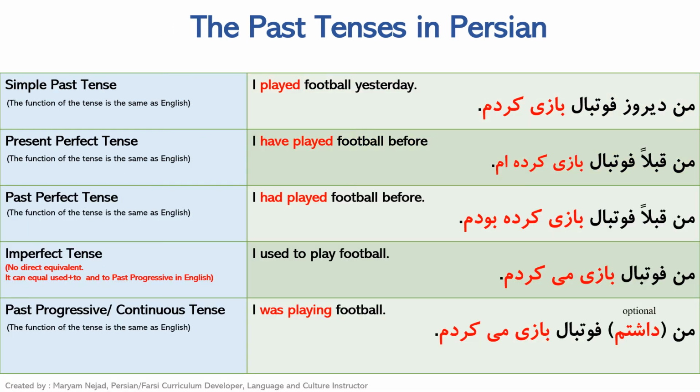Now let's go quickly over the past tenses in Persian. As you can see in this table, you can also find these tenses in English too, except for imperfect tense. There's no tense called imperfect tense in English, and the equivalent would be past progressive in English. In Persian, we also have past progressive, which is very close to imperfect as well. And here are some examples. I'm not going to go into the examples and explain how we form these, because later on we are going to learn how to form each tense individually.